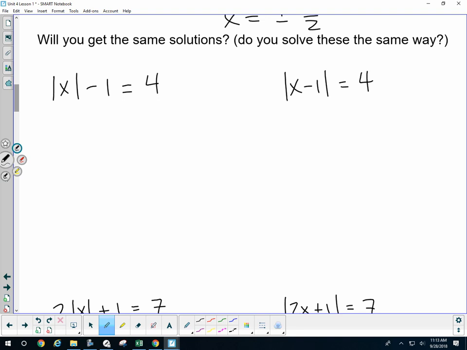I got the absolute of x minus 1 is equal to 4. Will I get the same solutions? Well, go ahead and solve this one for me first. Get my answers. Check with your neighbor.